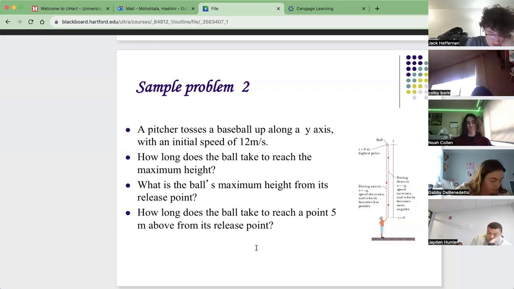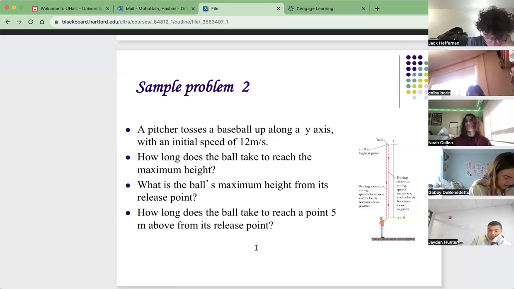So here we have a baseball pitcher and I still take up as my positive direction. So right alongside of the table, I put that. So I mark my positive direction so people won't get confused. So initial speed, let's do this together. On the chart, we have initial 12 meter per second. How long does the ball take to reach the maximum height?